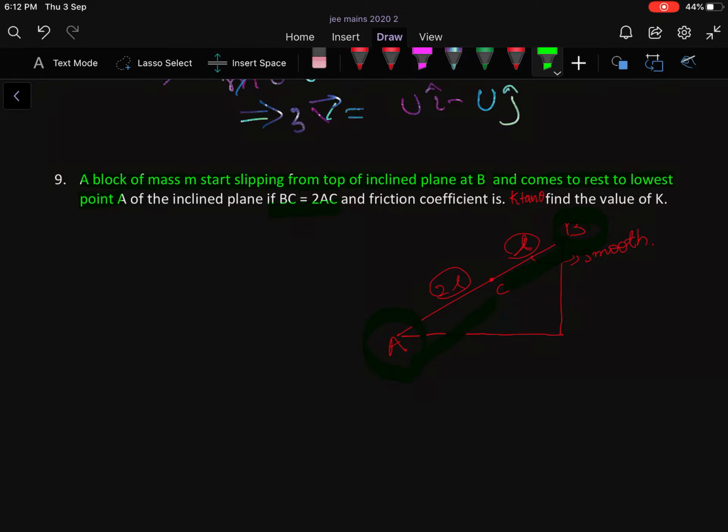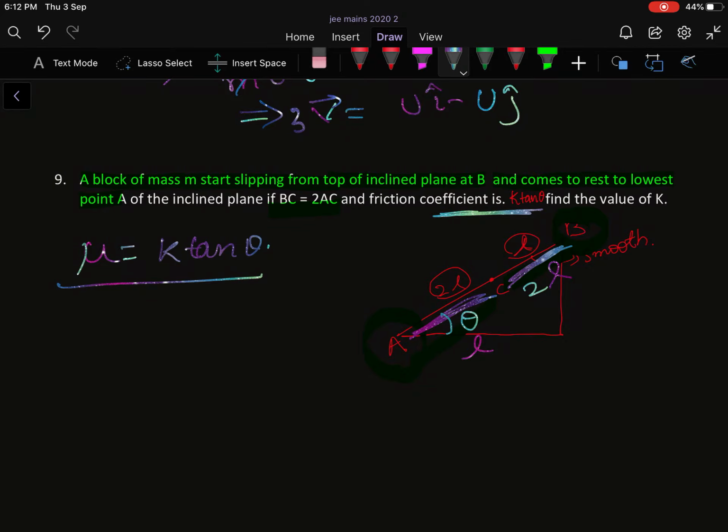Right. So if this portion AC is L, then BC will be 2L. Correct? So this is theta, and the given friction coefficient is mu. So mu is given as k tan theta. So what is the value of k? We have to find the value of k.